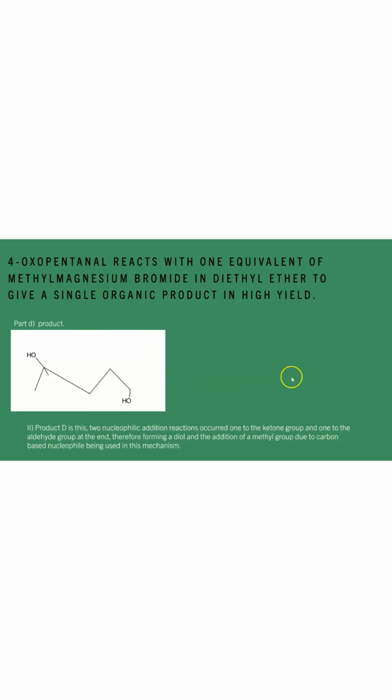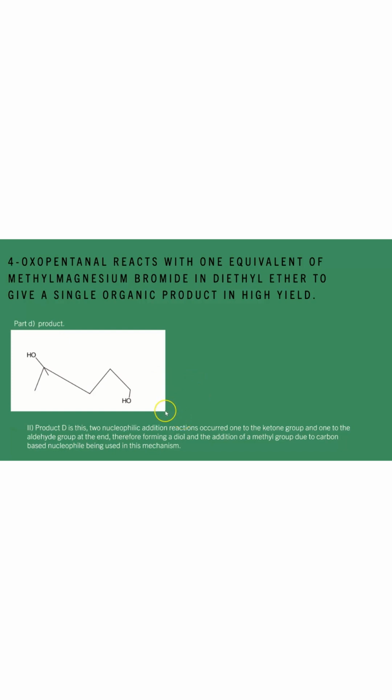And the last part of our question is: oxopentanal reacts with methyl magnesium bromide in diethyl ether to give one single organic product in high yield. I got this structure. It looks like a diol because I think two nucleophilic addition reactions happen, one at the ketone group on the 4th carbon and one on the aldehyde group on the 1st carbon.